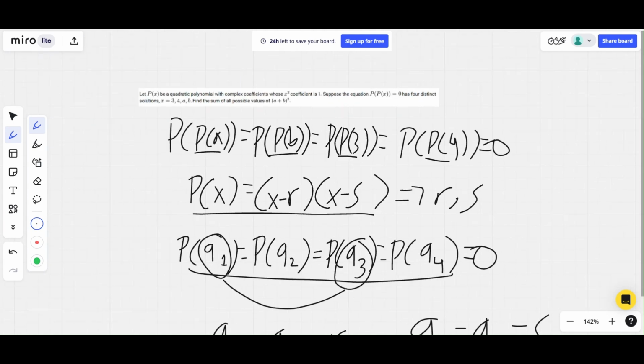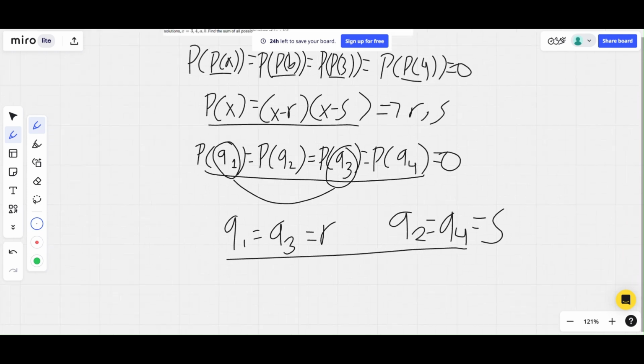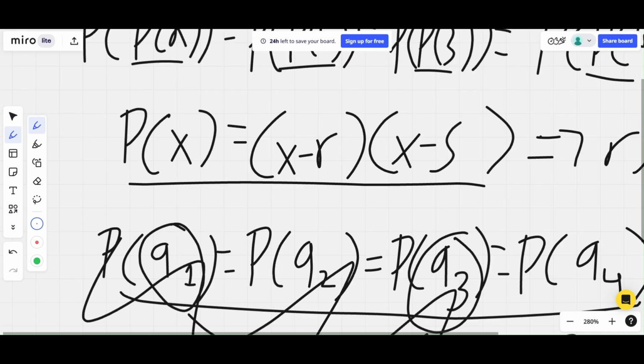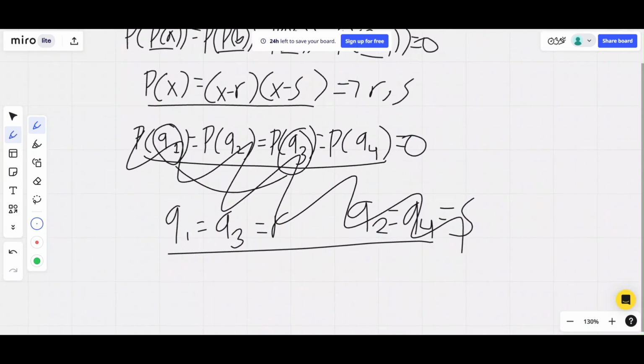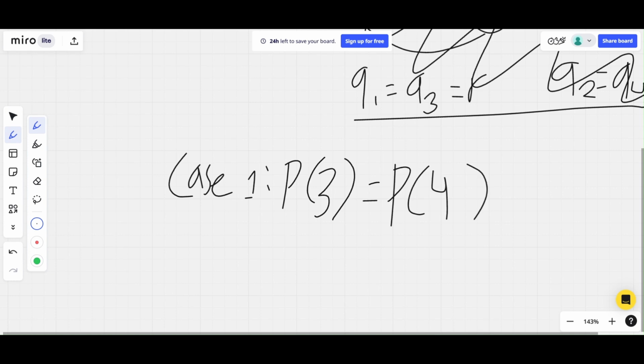In order for the condition of being a quadratic to be satisfied, a pair of these has to be equal to each other. Let's get rid of the q's again. That was just to explain how we have to have pairs equal to each other. So we basically have two cases. Let's do casework on p of 3 and p of 4. The first case is if p of 3 equals p of 4.